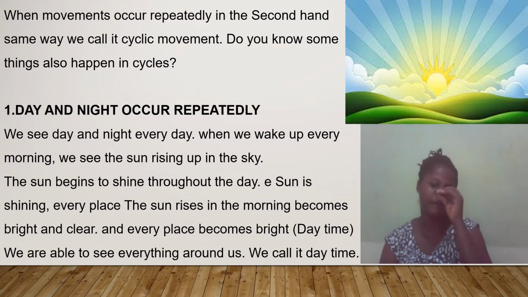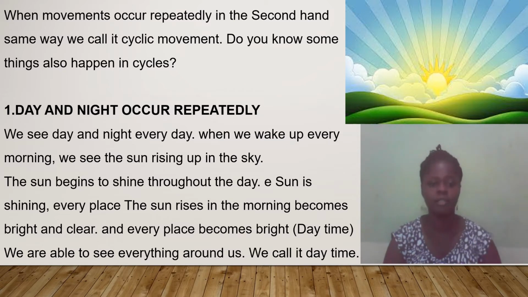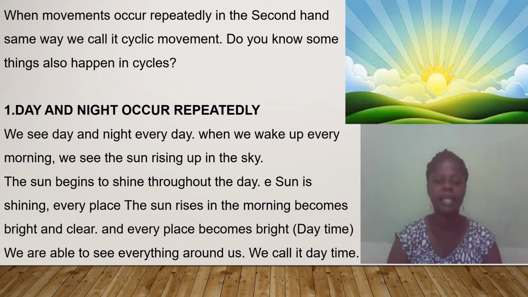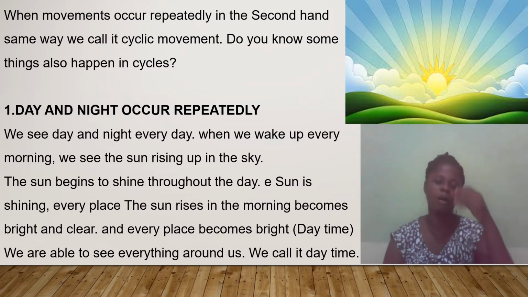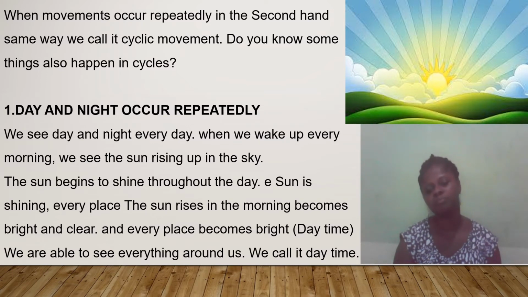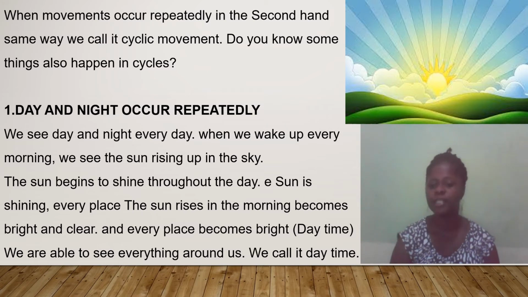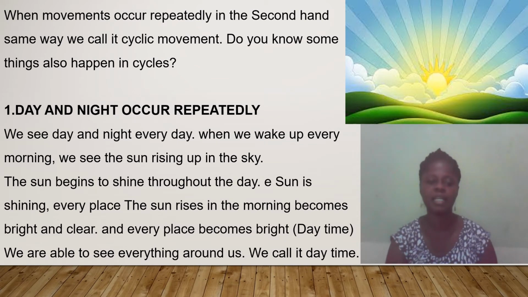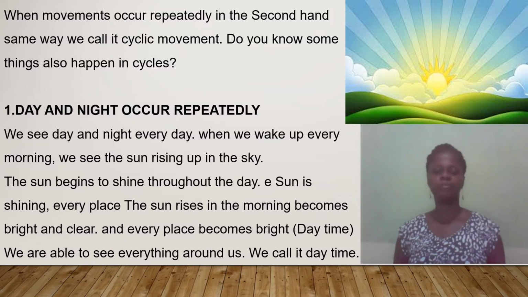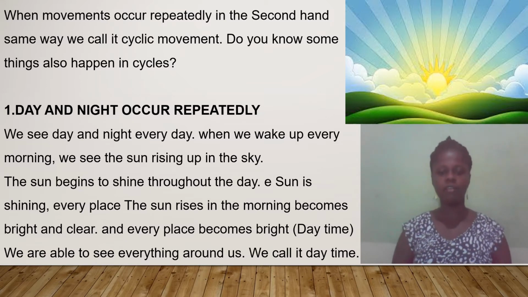Do you know some other things also happen in a cycle? Yes. There are other things that also occur in a cycle. For instance, day and night. Day and night. So you see that one moment it is day, another moment everywhere is dark. Before you know it, it is day again. Okay, so we see day and night every day. When we wake up every morning, we see the sun rise up in the sky. The sun begins to shine throughout the day. The sun is shining at every place.